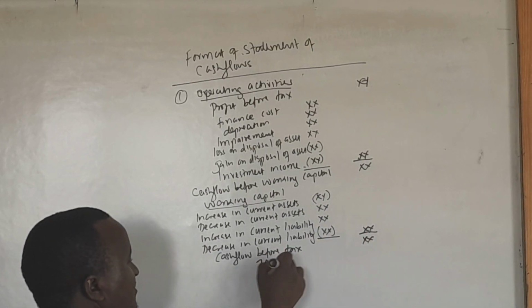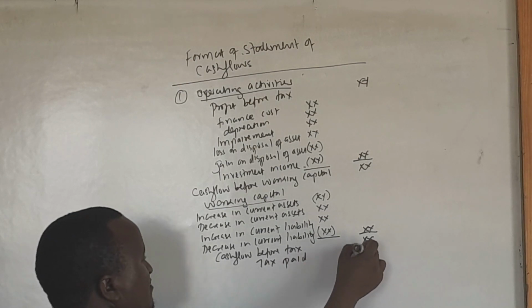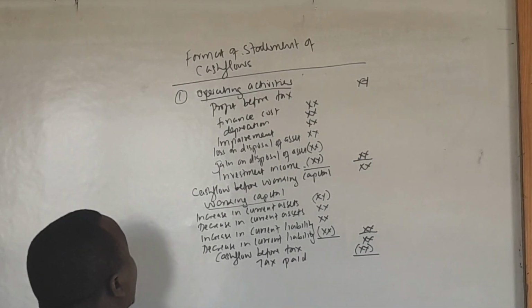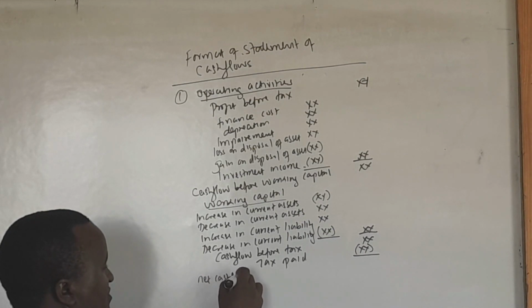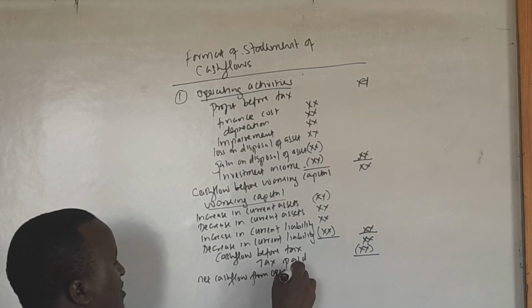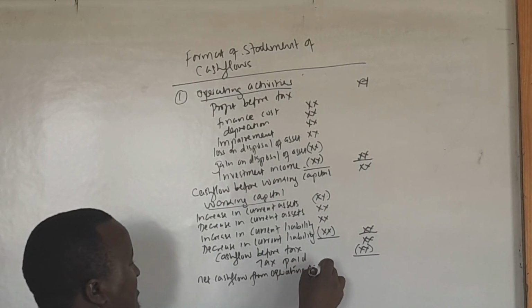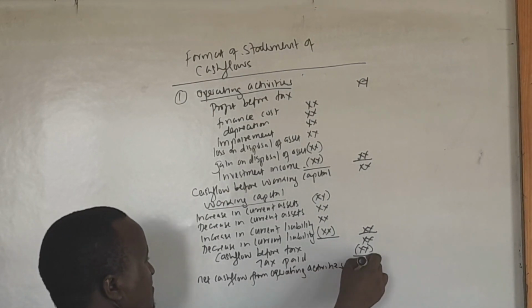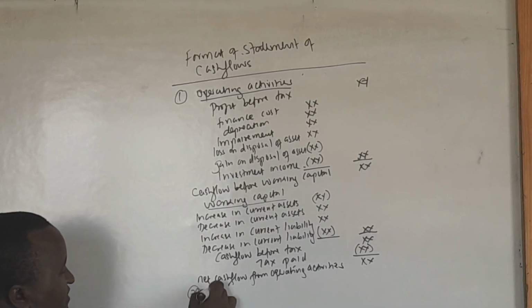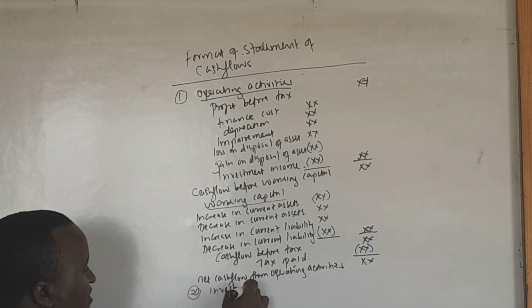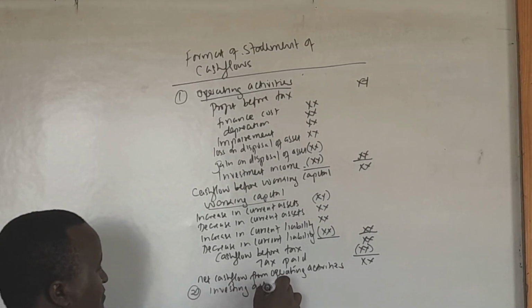You have the tax paid, where the cash flow from net cash flow from operating activities. Number two, we have investing activities.